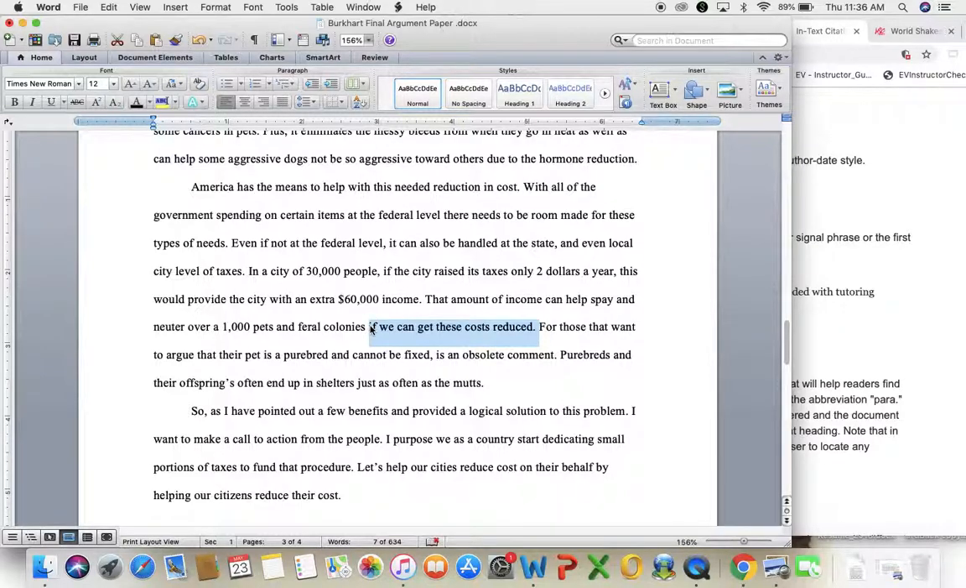Say, are you saying that if the city had the $60,000 fund for spaying and neutering, people wouldn't have to pay anything? The city would pay for it? If so, that's what you need to say here.